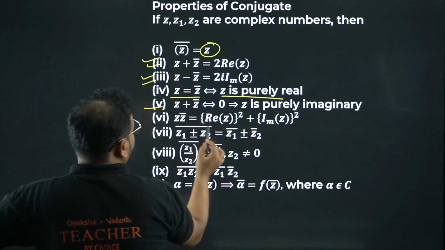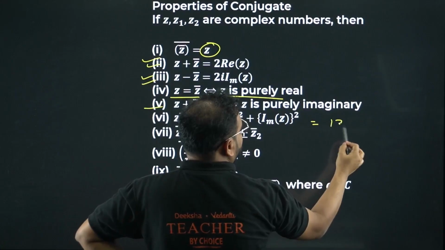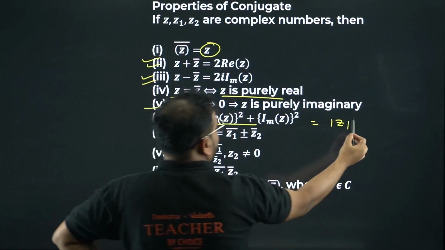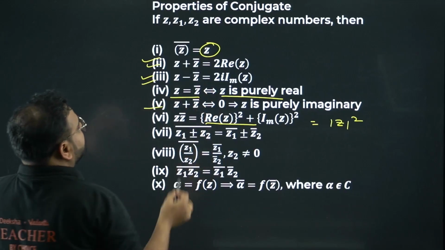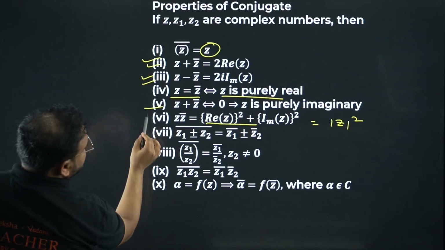Z into z bar is going to be mod of z square, same thing. Remember, this is going to be mod of z, square. From here I think I took it over here, right? Yeah, fourth property. This fourth property is same as this sixth property.